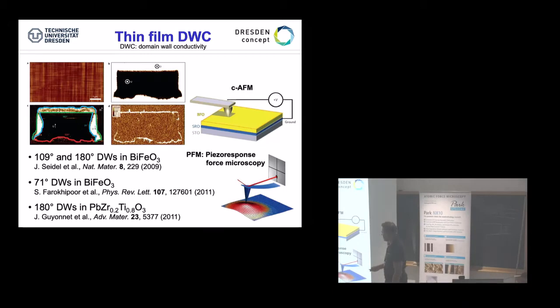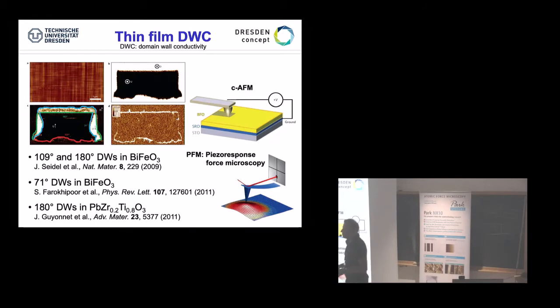Soon later, in the group of Beatrice and Hedda, they redid this experiment and found that beyond the 109 and the 180, which are the fully polar domain walls, they also find 71s. So if you take the unit cell of BFO, as we know at room temperature, there are these three types, and they proved thin film domain wall conductivity in this system again. Soon later, Patricia's group in Geneva also demonstrated this in another system. And you see, these are all thin film materials.